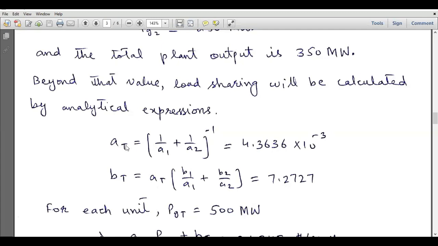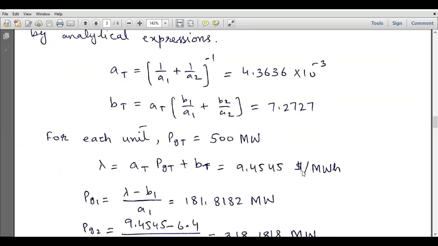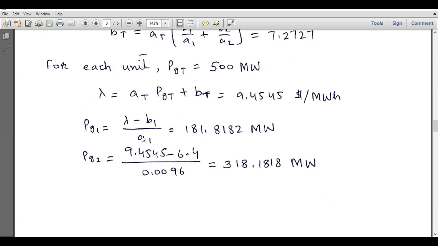So first we will calculate AT, which is calculated using this expression. BT is evaluated using this expression. And for each unit, EGT is equal to, let's suppose, 500 megawatt. So for this amount of total load, we will evaluate lambda, which is equal to $9.4545 per megawatt hour. And PG1 is equal to this value, 181.8182, and PG2 is equal to this value.